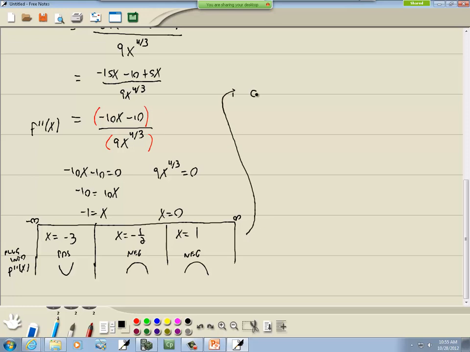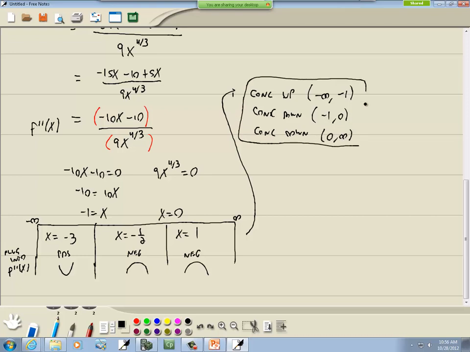Okay, so for concavity, it's concave up from -infinity to -1. It's concave down from -1 to 0. And then it's concave down from 0 to positive infinity. Now our POI, number 10. POIs exist where the concavity changes, assuming the graph exists there. This is concave up, this is concave down, so this will be our POI. And our graph exists everywhere, so we're fine there. So we're going to have POI at -1 comma something.